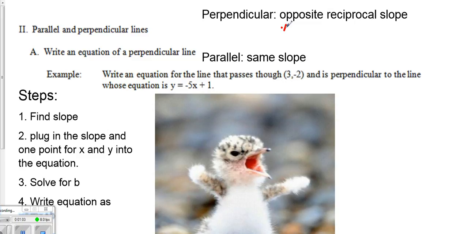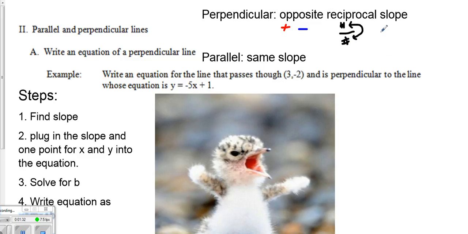Now, what does opposite imply? Opposite means positives become negatives, negatives become positives. They just flip. That's the opposite part. What does reciprocal mean? Reciprocal is where you take a fraction and you flip the numerator with the denominator. These just flip around. So the sign changes, and these two numbers change for the reciprocal.